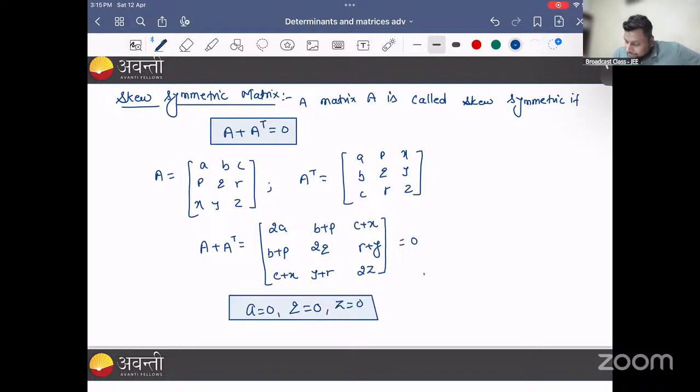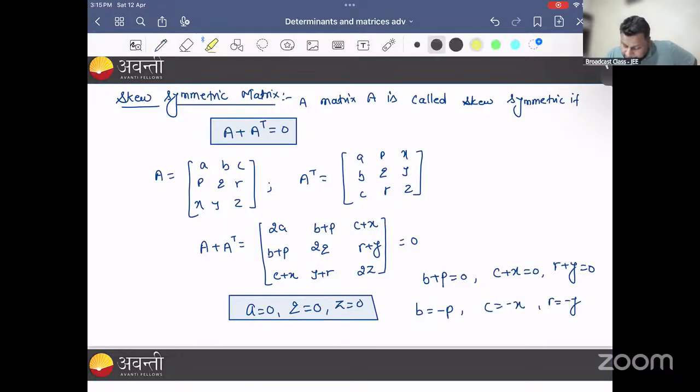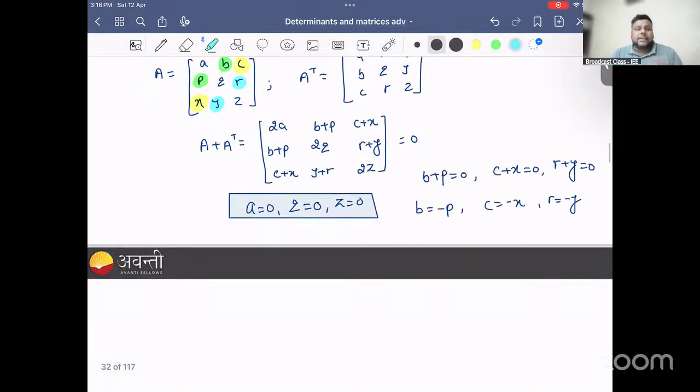Another thing, B plus P should be 0, C plus X should be 0, and R plus Y should be 0. Means B equals minus P, C equals minus X, and R equals minus Y. Now see, C plus X is 0, then B plus P is 0, and then R plus Y is 0. So what is happening? Sum of conjugate entries is 0 and diagonal entries are necessarily 0.